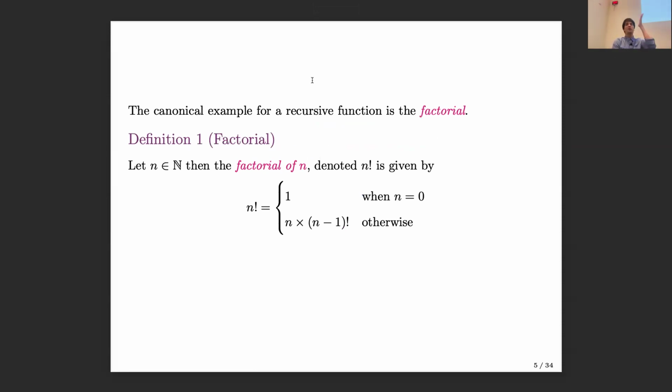Okay, so let's start with the most trivial example of recursion that we can talk about, and that's factorial. Everyone familiar with a factorial? What is the physical property that it is measuring?